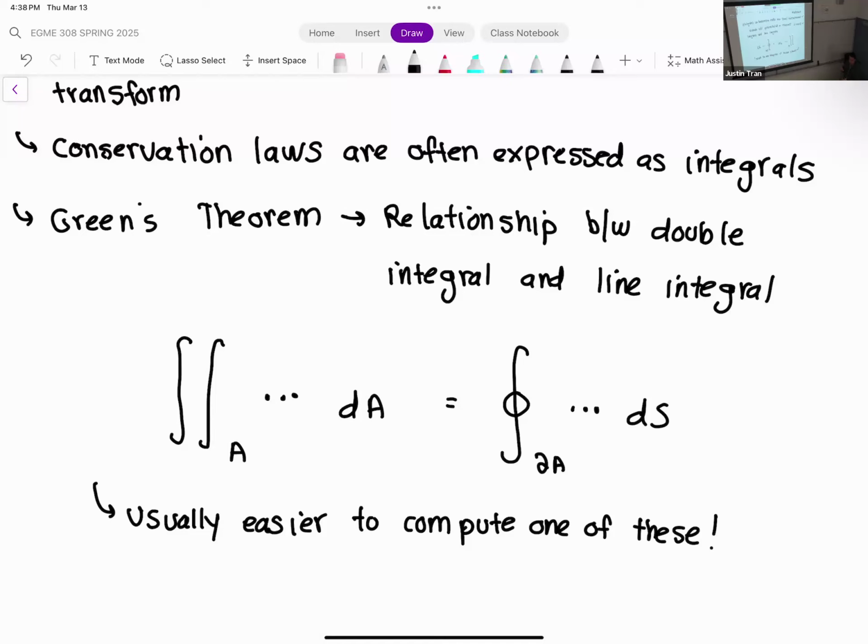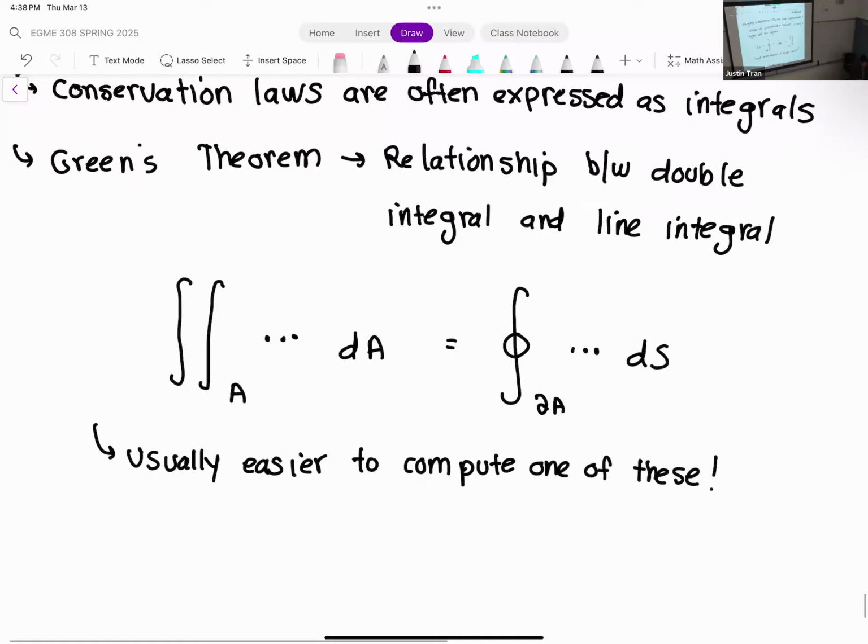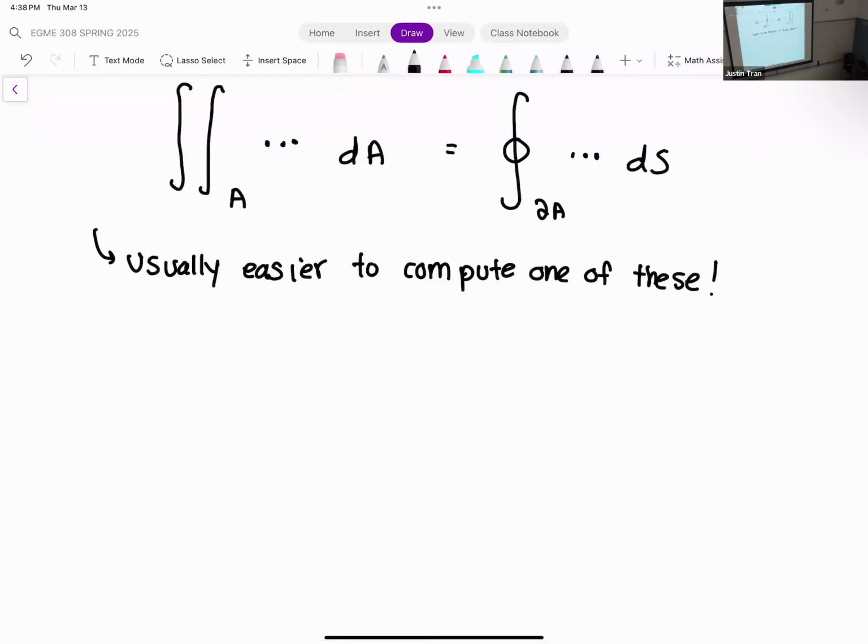But of course, in order to get to this point, we have to better understand the integrals that are involved. Double integrals, I think, are more or less straightforward. We're not going to spend too much time on that. But I did want to spend some time reviewing line integrals. I think those are a little bit more mysterious. So let's take a moment to go over what a line integral is and how we actually compute it.